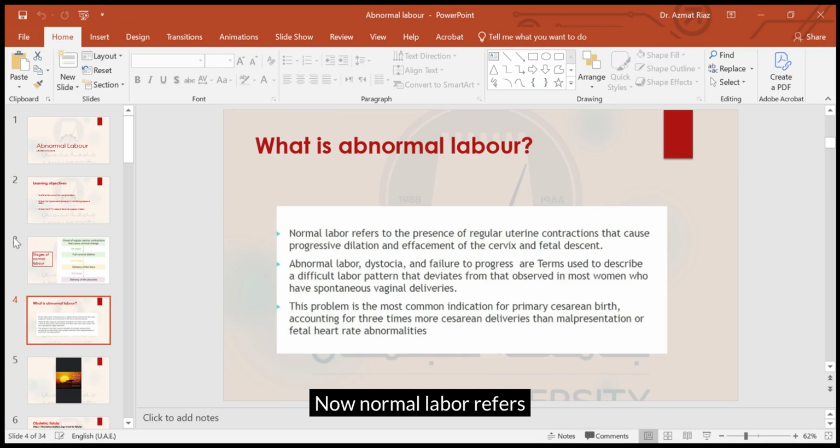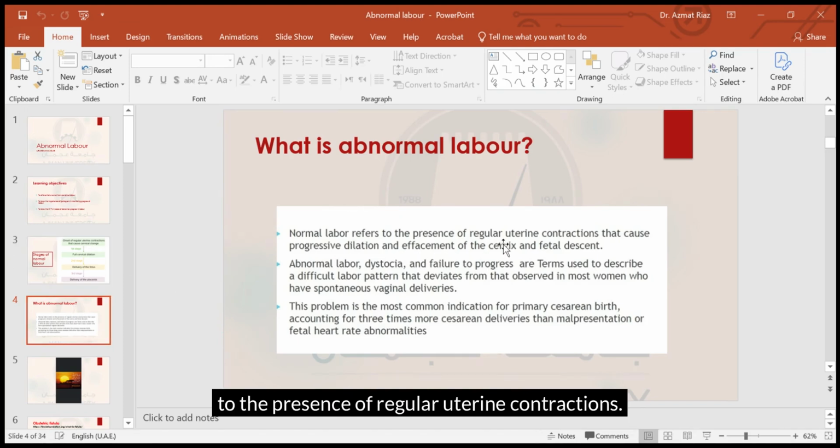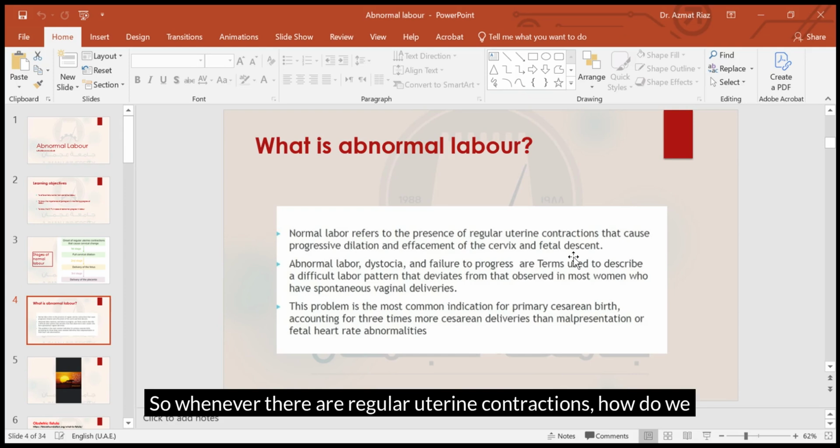Now, normal labor refers to the presence of regular uterine contractions. These cause progressive dilatation and effacement of the cervix and fetal descent. So, whenever there are regular uterine contractions, how do we confirm labor? By performing a vaginal examination and we check whether it is causing dilatation of the cervix or not. And that's how we define labor, right?